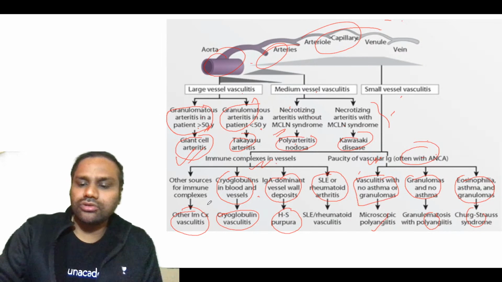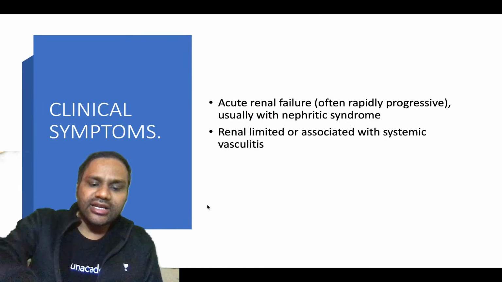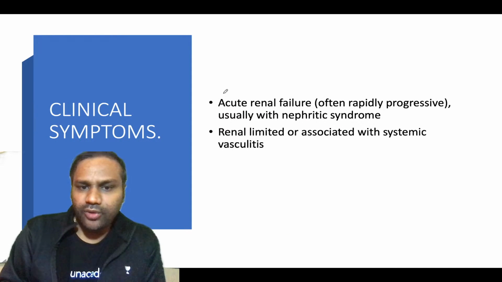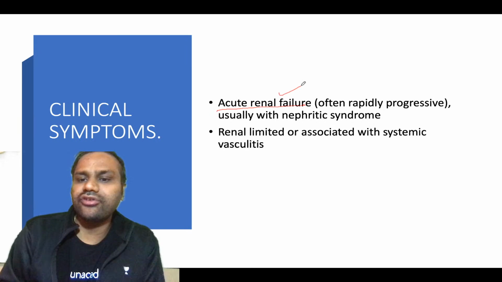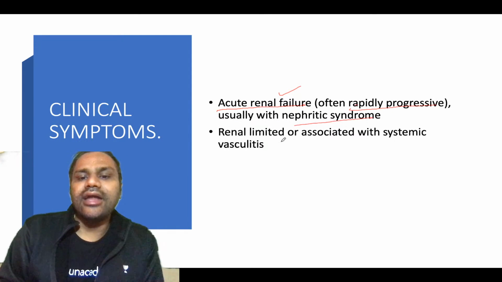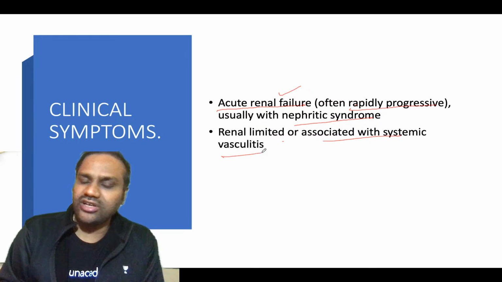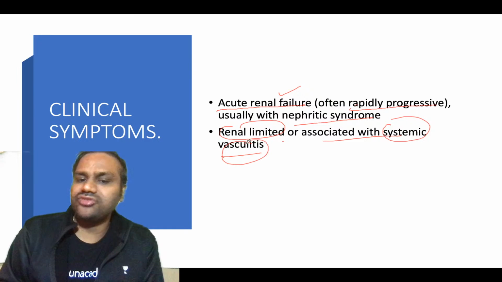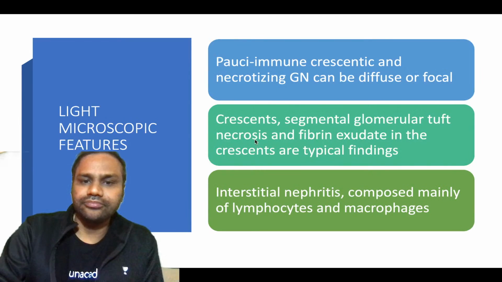Now coming back to the topic, what are the clinical symptoms of pauci-immune glomerulonephritis? Basically pauci-immune is rapidly progressive, so they will present with acute renal failure, usually with nephritic syndrome, and it is renal limited or associated with systemic vasculitis. Okay, they can be renal limited or they can be associated with systemic vasculitis, which we have already described.